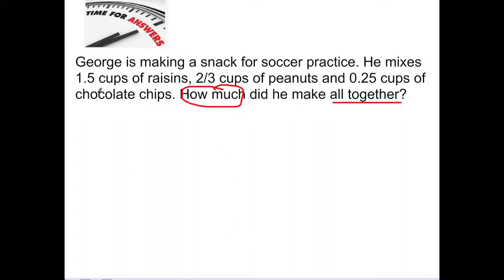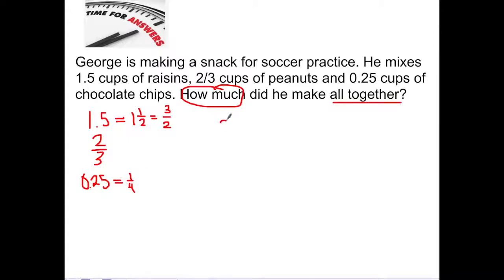So to solve this, we need our numbers to all be in the same form. So we have 1.5, 2/3, and 0.25. 2/3 is going to be a repeating decimal, so we do not want to convert it to decimal. We want to convert the other two to fractions so that we can easily add them together. So 1.5 is 1 1/2, or in other words, 3/2 as an improper fraction. 2/3 remains the same, and then 0.25 is 1/4.